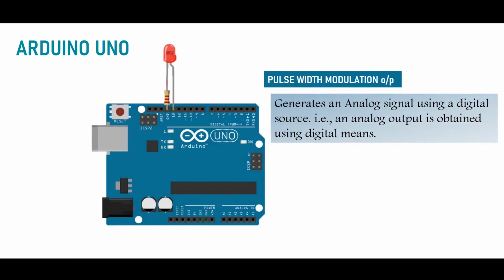Out of these 14 digital pins, 6 of them are known as PWM pins, which are otherwise called pulse width modulation output pins. What makes these pins different from all the other digital pins? A PWM pin generates an analog signal using a digital source, or in other words, an analog output is obtained using digital means.